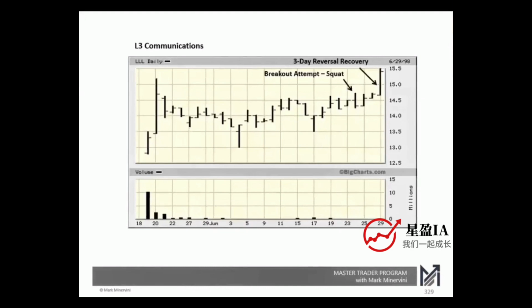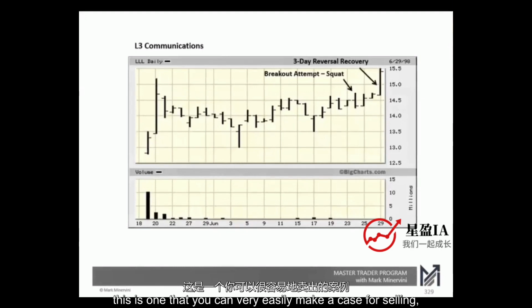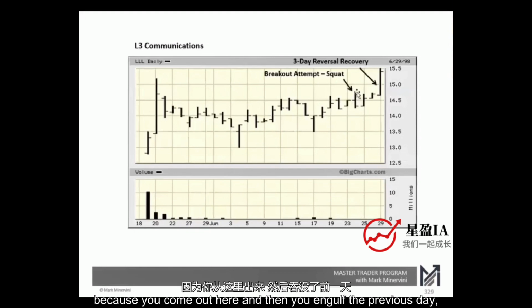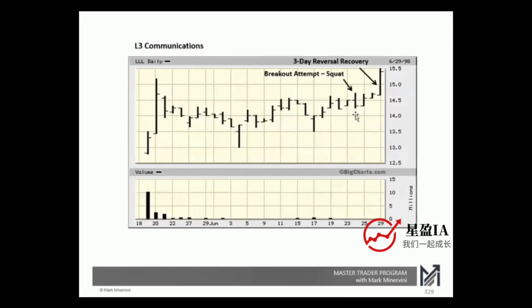So L3 Communications is one that you can very easily make a case for selling, because you come out here and then you engulf the previous day. So you get a bearish engulfing, but you see it stays inside. And then a couple of days later, you're back in new high ground.